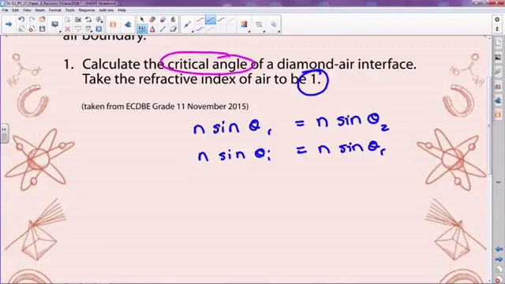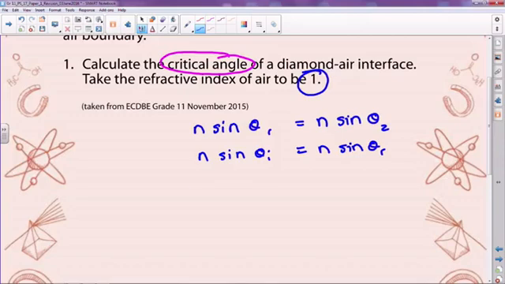The fact that it's a critical angle, because what does a critical angle give you? Critical angle gives you refraction of 90 degrees. So if your refraction is 90 degrees, that means your angle of refraction is 90 degrees. What are you trying to calculate? You are trying to calculate what the actual critical angle is.